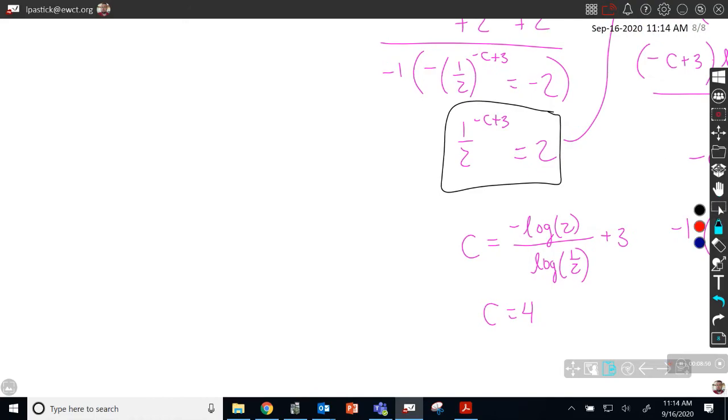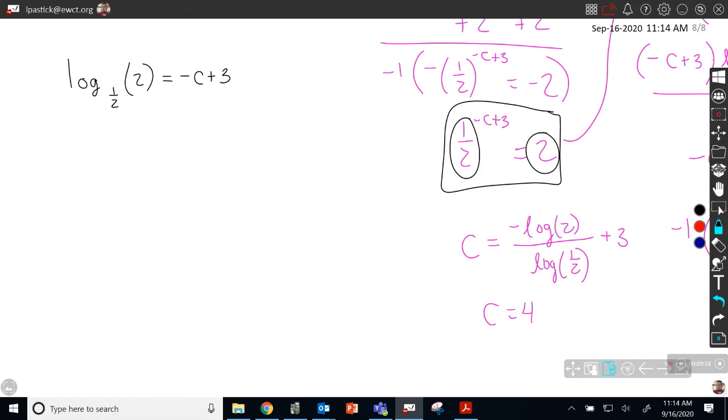So what I'm going to do here is use my knowledge of logarithms. So I know that this is the base, 1/2, and this is the solution of the exponential function. So I can rewrite that as a logarithm right away. I can write log with a base of 1/2 of 2, and remember the solution to a logarithmic equation is always the exponent, equals negative c plus 3.